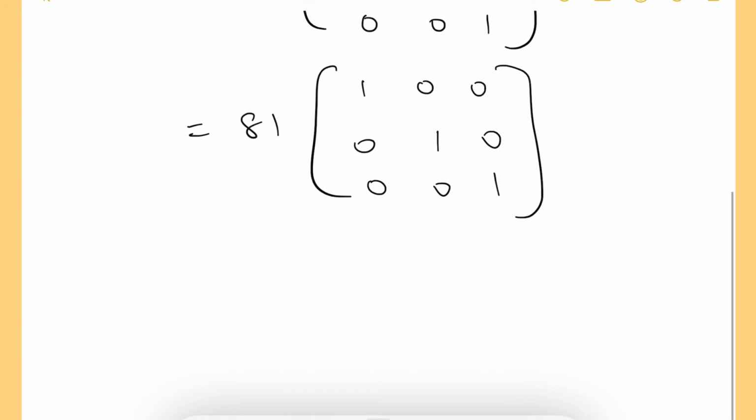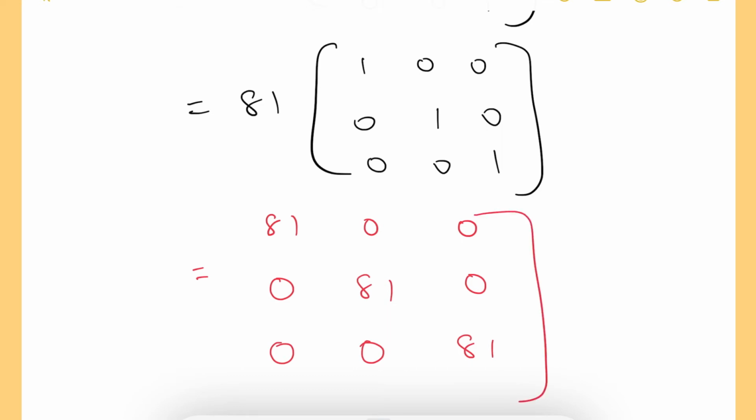Okay, now outside we have number 81, so multiply that 81 with each and every element. 81 into 1, 81, 81 into 0, 0, 81 into 0, 0, 81 into 0, 0, 81 into 1, 81, 81 into 0, 0, 81 into 0, 0, 81 into 0, 0, 81 into 1, 81. So this is the answer for A power 4. Next, let us move to the second question.